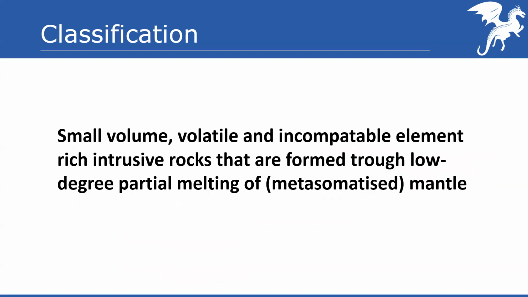All you really need to know about these two rocks is they are both different types of small volume, volatile, and incompatible rich igneous intrusive rocks, and they form through low degree partial melting of variably metasomatized mantle sources.